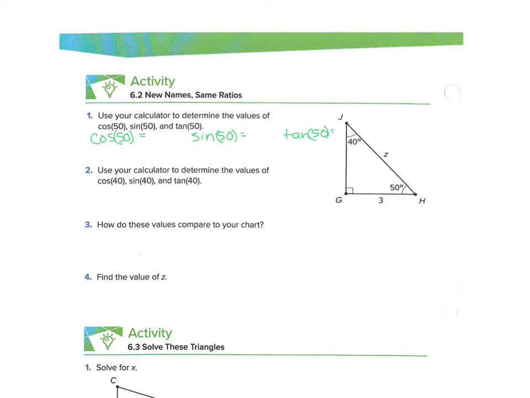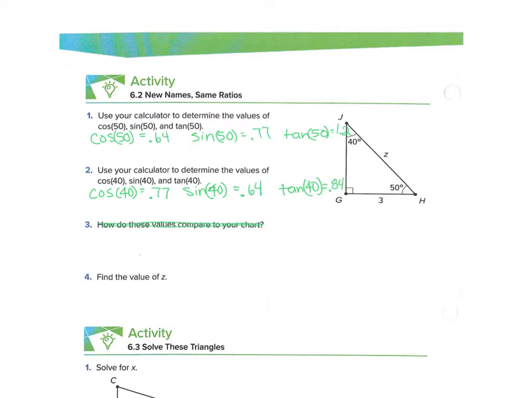But why don't we also set up statement 2? It wants us to find the cosine of 40 degrees, the sine of 40 degrees, and the tangent of 40 degrees. So pause this video for a moment and find all 6 of those values using your calculator, and then come back to this video.